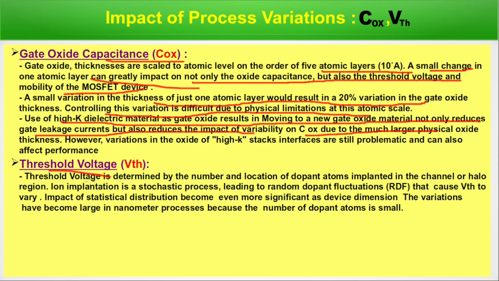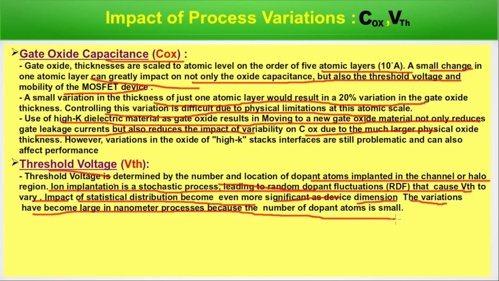So now threshold voltage. Threshold voltage is determined by the number and location of dopant atoms implanted in the channel or halo region. Ion implantation is a stochastic process leading to random dopant fluctuation that causes VTH to vary. The impact of statistical distribution becomes even more significant as device dimension reduces. The variations have become large in nanometer processes because the number of dopant atoms is small. When the dimension is small, a small change in number of dopants can give a huge impact.